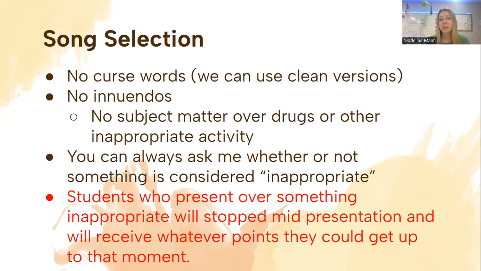You can always ask me whether or not something is considered inappropriate. I'm happy to give you a yay or a nay. If you do try to go up and present over something inappropriate, your presentation will be stopped in the middle. Wherever I figure out that it's inappropriate, I will ask you to sit down, and then whatever points you've gotten up to that point, you'll still get, but you won't have a chance to get anything else up to that point where you got stopped.